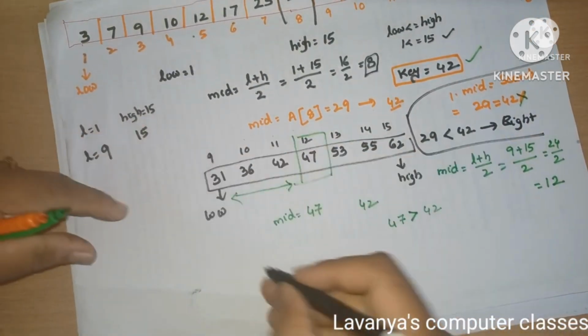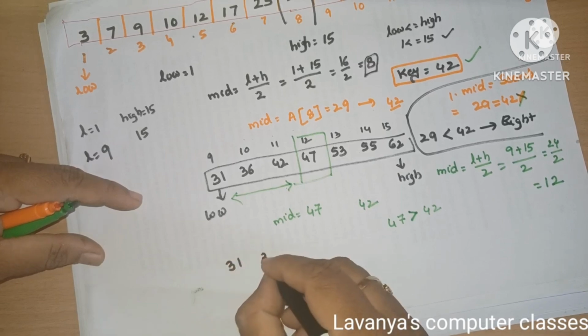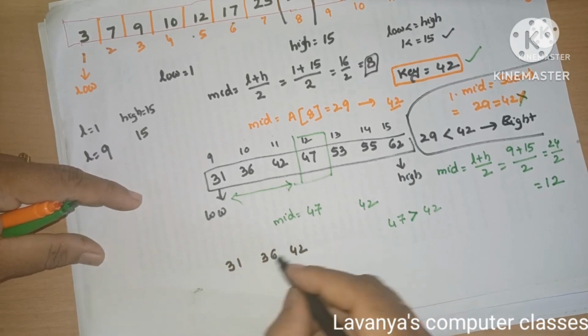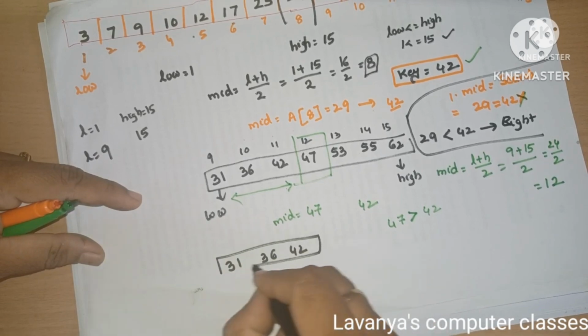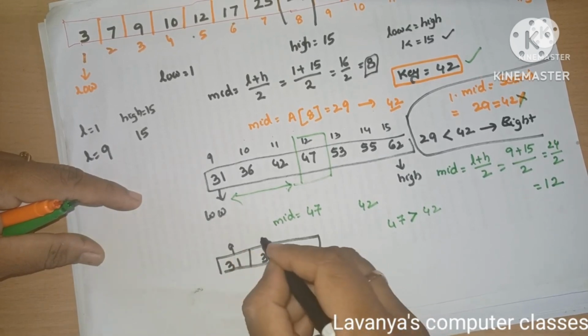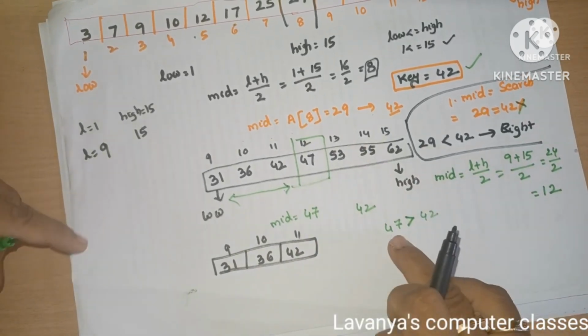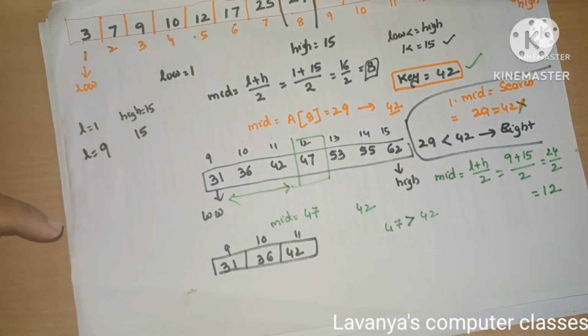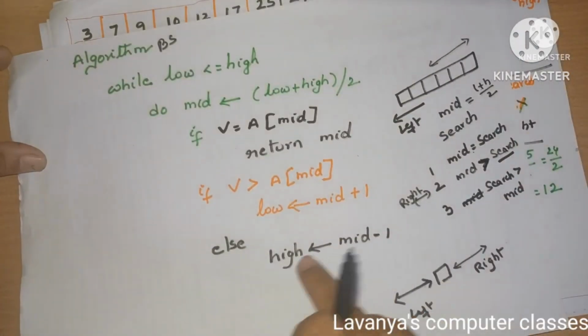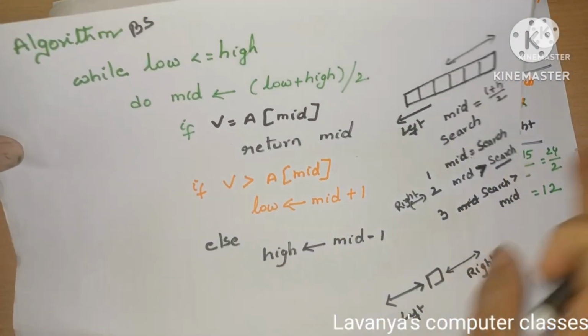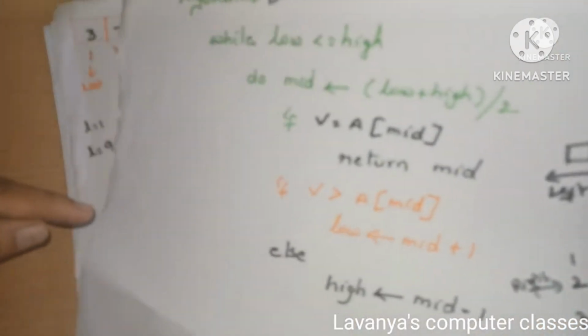So, in this, what are the parts again? 31, 36, 42, enough. So, what are the values here again? It is in the 9th position, 10th position, 11th position. So, whenever the middle element is more than the search element, then we go to the high value, we have to change it. High equal to mid minus 1.